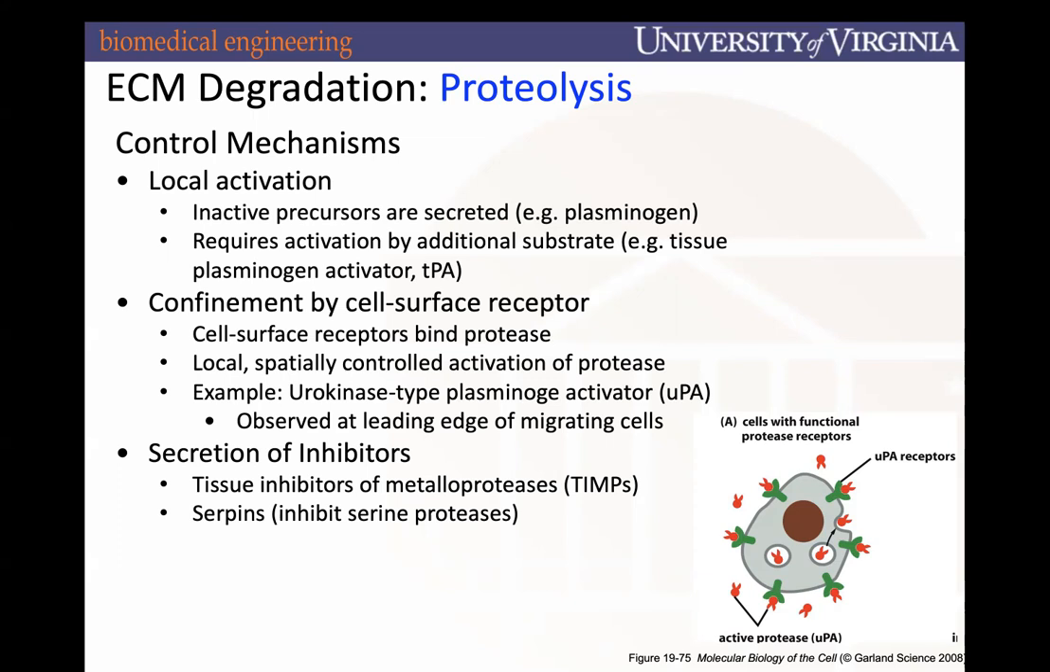There are enzymes on our cell surfaces that help regulate not only the maturing of different proteins in our ECM, but can also help promote the breakdown, the proteolysis, of different ECM proteins. Finally, there are also inhibitors that can be secreted that help regulate these proteases. One example is an inhibitor of MMPs, called tissue inhibitors of metalloproteases, or TIMPs. And serpins are what inhibit our serine proteases.